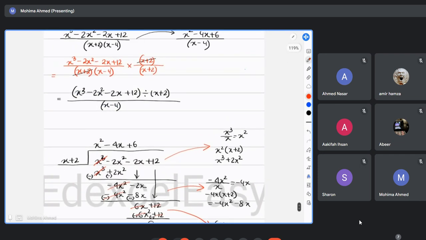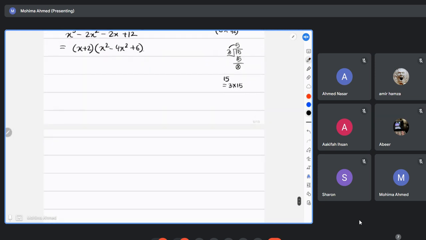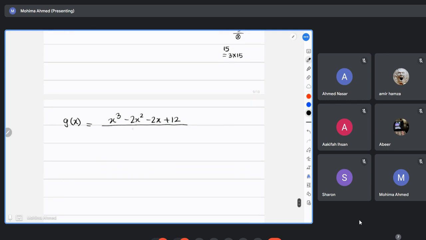After that, you can now go back to this equation. Okay, the original equation we started with, I'm going to start with the first equation, okay? Like that g(x). But now I have already arranged the g(x). The g(x) was in this format, x cubed minus 2x squared minus 2x plus 12, divided by, this was divided by a further x plus 2 and then x minus 4, right?